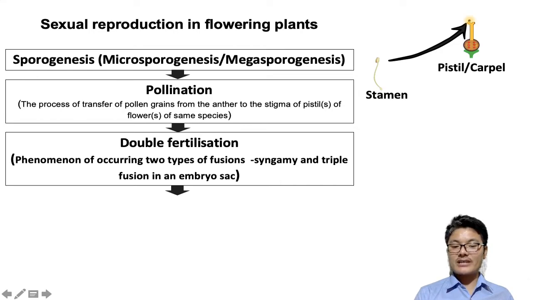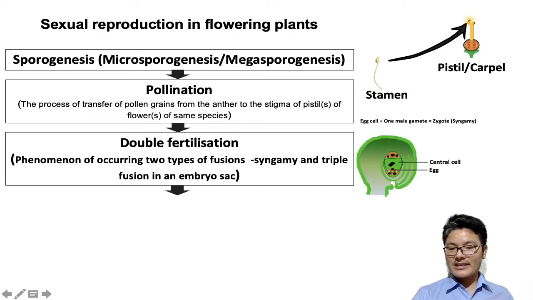Triple fusion occurs in the embryo sac. As you can see here, within the ovule we have the central cell and egg cell. So there is production of two male gametes inside the pollen grain once the pollen germinates. So there is production of two male gametes within the pollen tube by the pollen grain. Now inside the ovule we have the egg cell and central cell. The central cell has two nuclei, right?